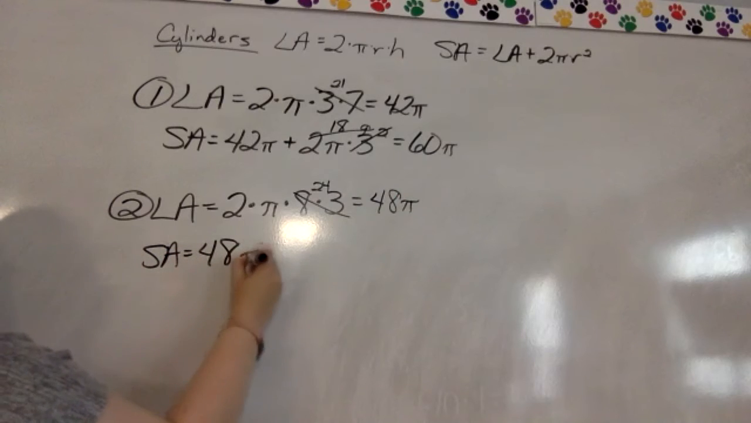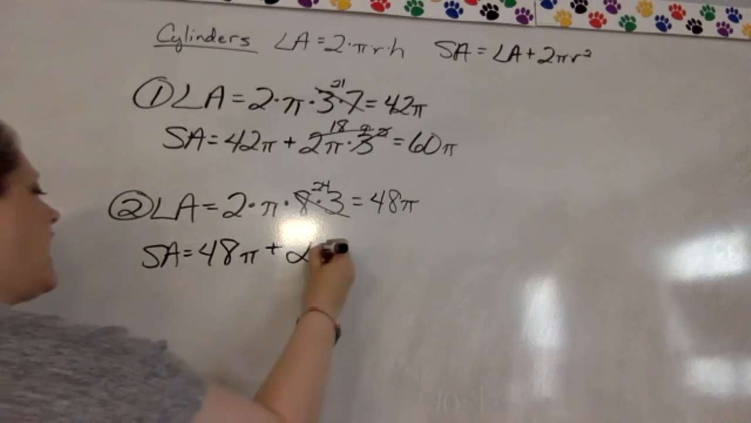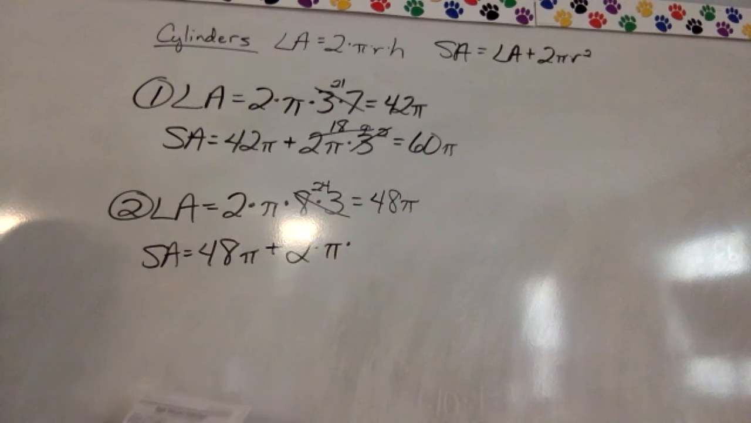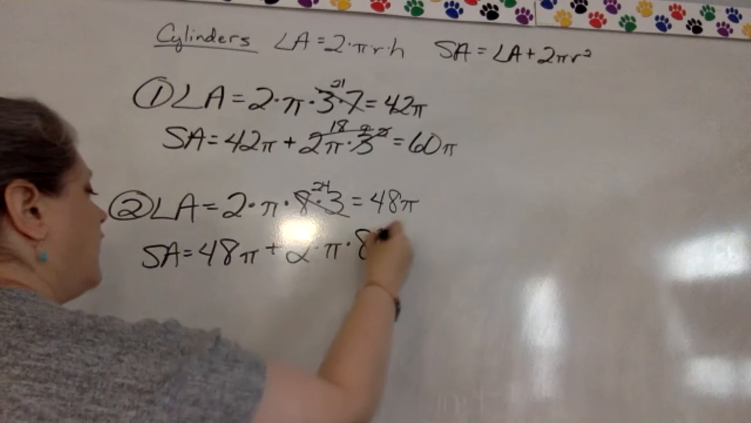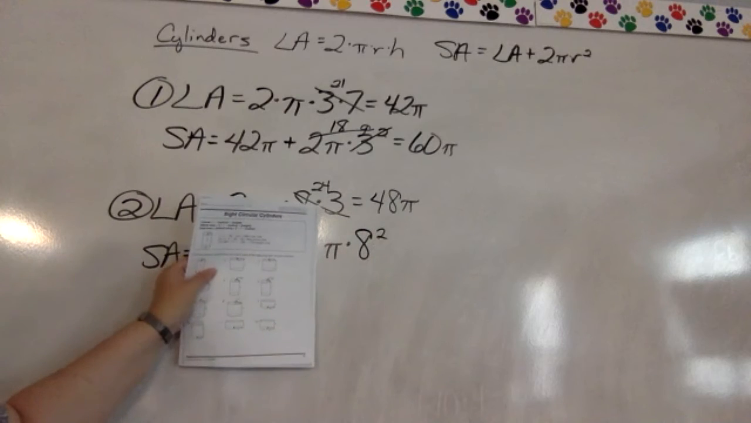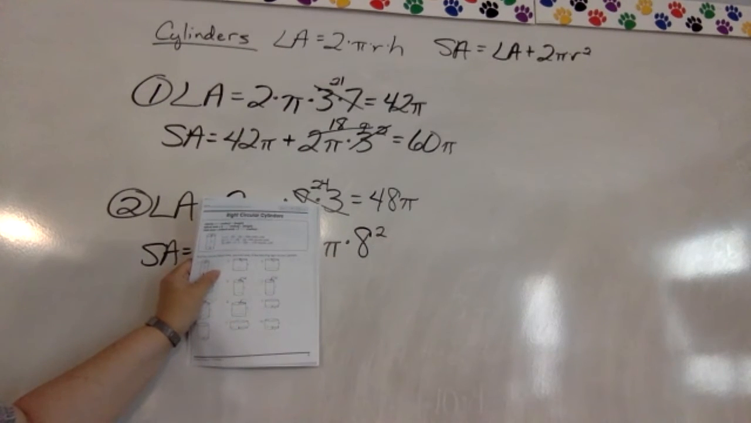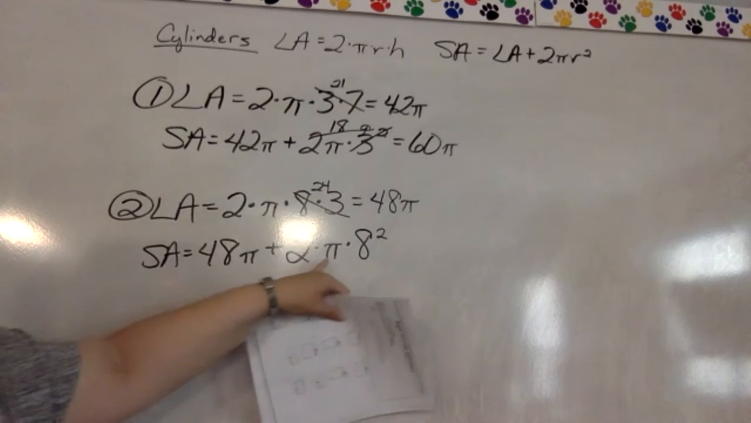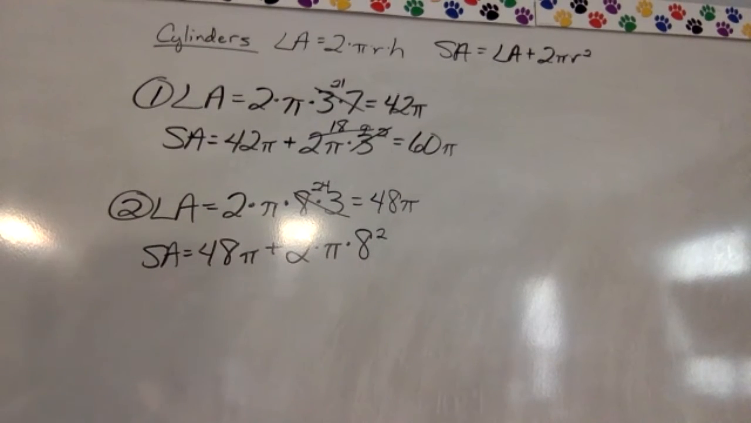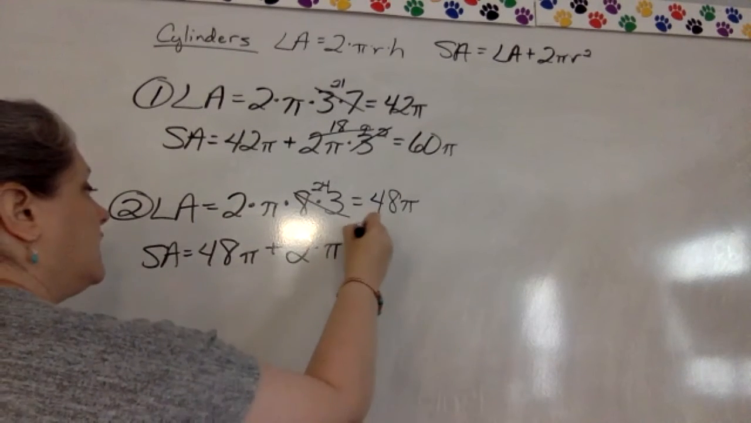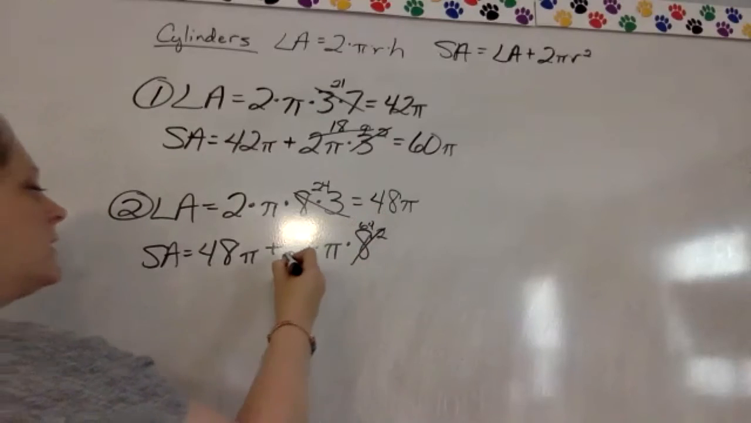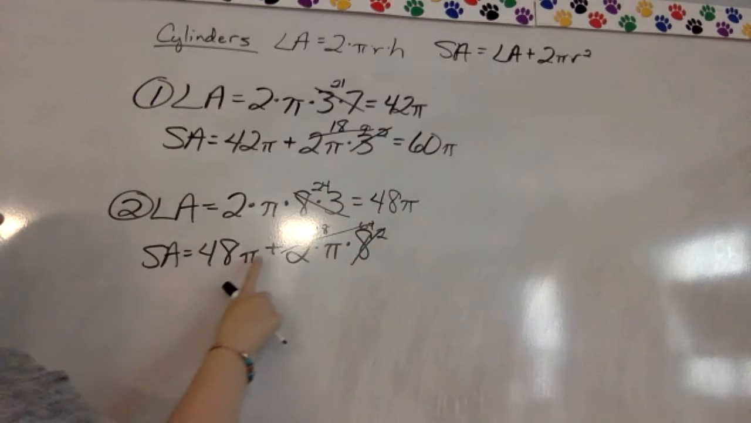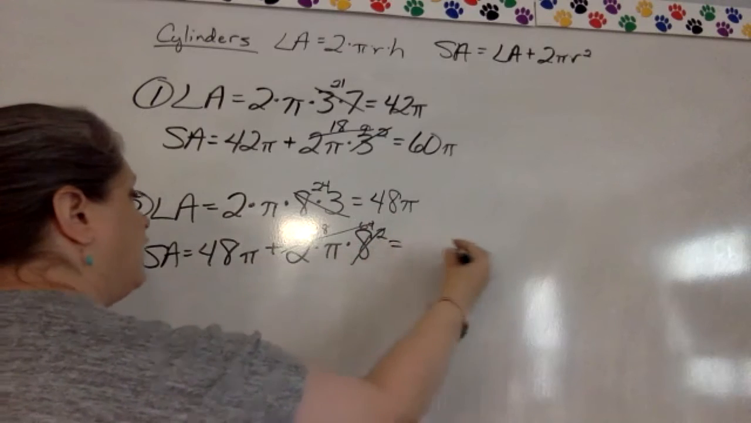Surface area, you take the lateral area and then you add the area of the 2 circles. Again, your radius was 8. The area of a circle is pi times the radius squared, but you've got 2 of them, the one on the top and the one on the bottom. So it's 2 times pi times the radius squared. 8 squared is 64. 64 times 2 is 128. So 48 plus 128 pi.